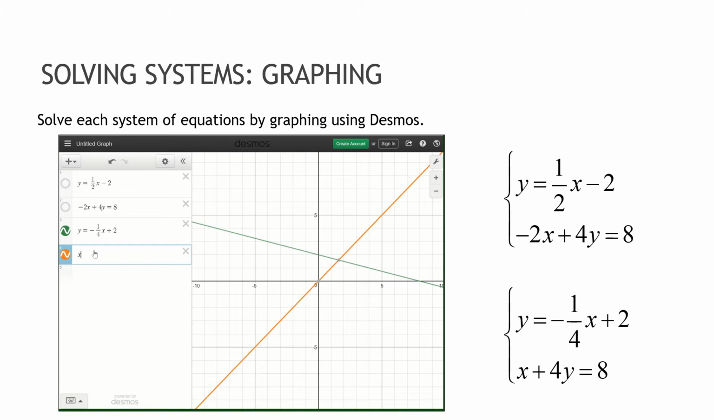I'm now going to graph x plus 4y equals 8. And as we can see, I have graphed both lines. So let me take away the green for a minute, it's just orange. Let me take away the orange for a minute, it's just green. We can see that those two lines are exactly the same. So what would be the solution to this system? It would be that I have infinitely many solutions.